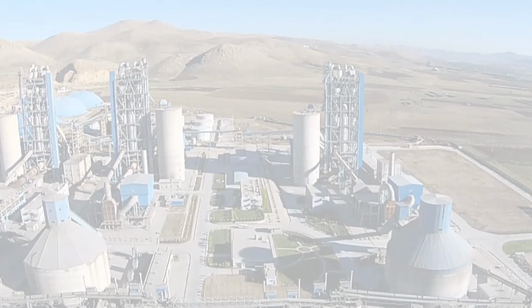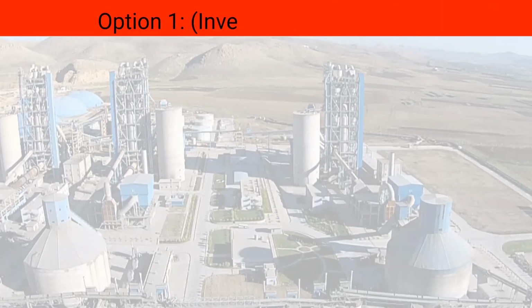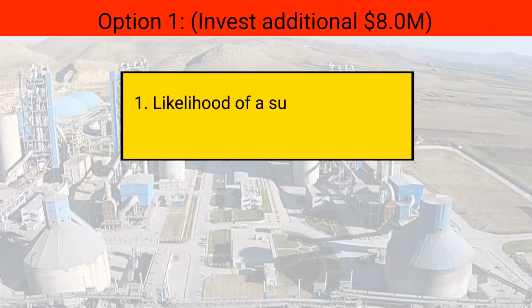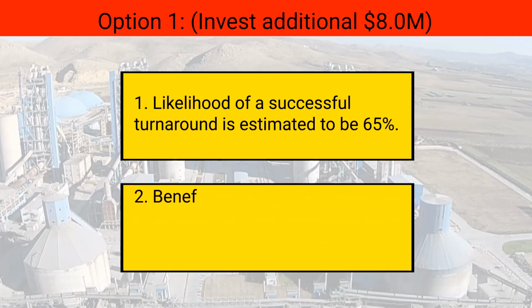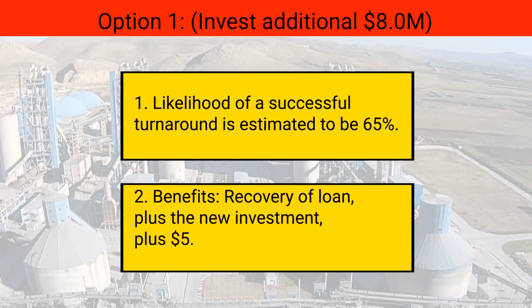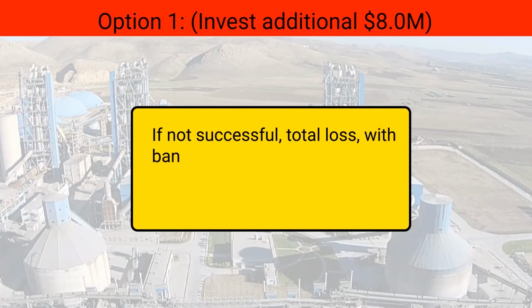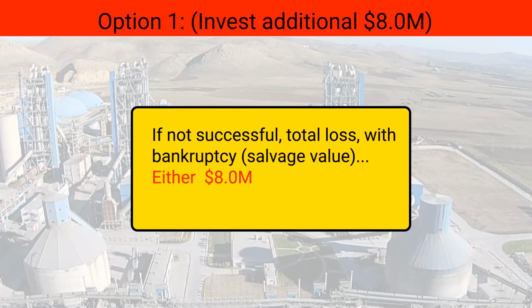The consultant comes back with two recommendations. Option 1, invest an additional $8 million. And he says the likelihood of a successful turnaround is about 65%. The benefits of that would be a recovery of the loan plus any new investment, plus another $5 million bonus. Of course, if not successful, there would be a total loss with bankruptcy. Under bankruptcy, they might be able to sell the equipment for $8 million. If not, they might recoup just $4 million.